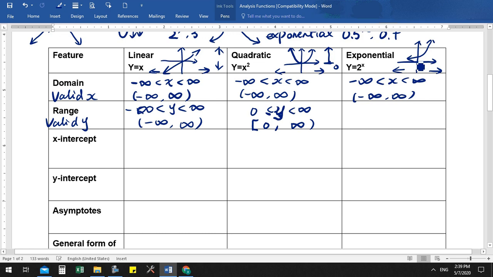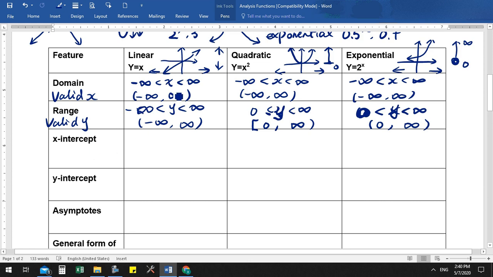Okay. And for this one, it goes up through all the positive values and it doesn't cross the x-axis, so it's from 0 to positive infinity, but it's an open circle, so it will be 0, okay, 0 but no equal sign. Positive infinity uses a round bracket, not a square bracket, so it doesn't include the y equals 0 point.